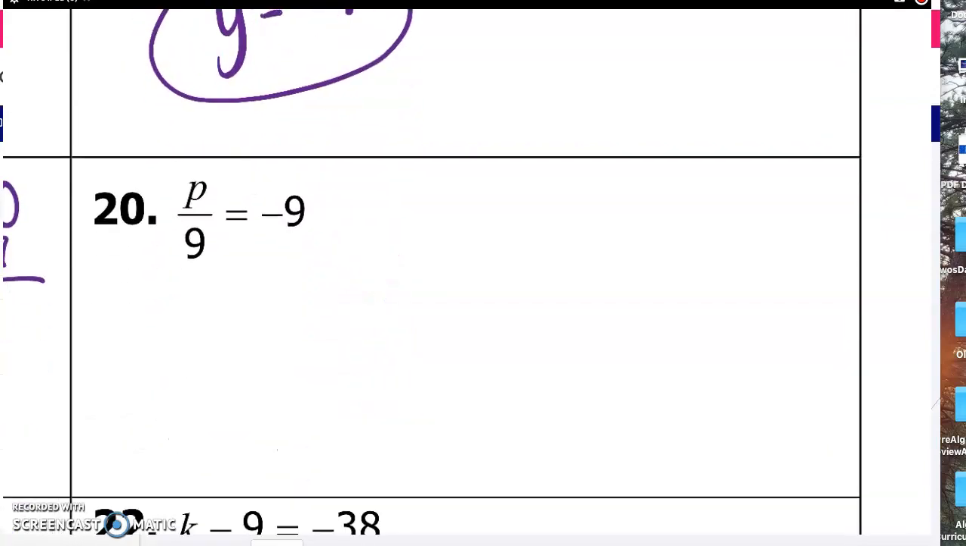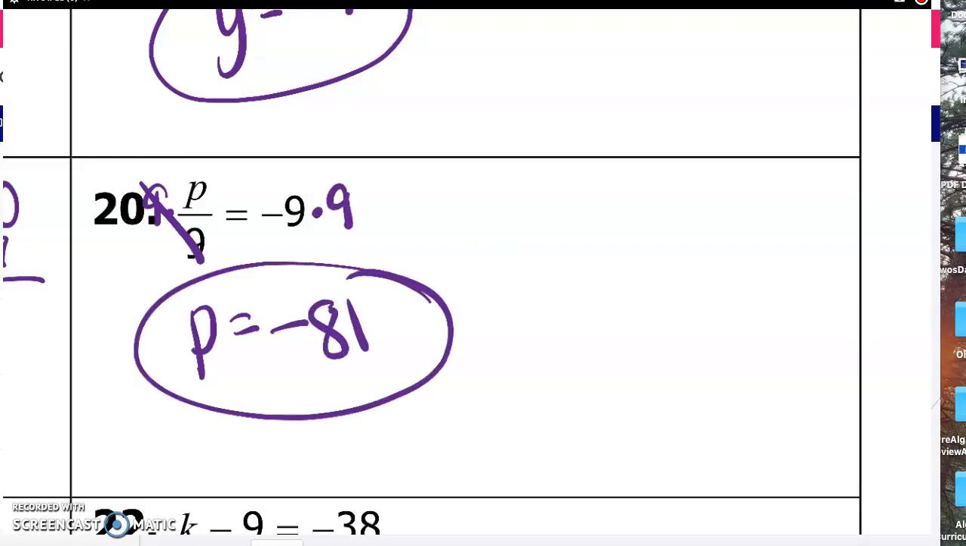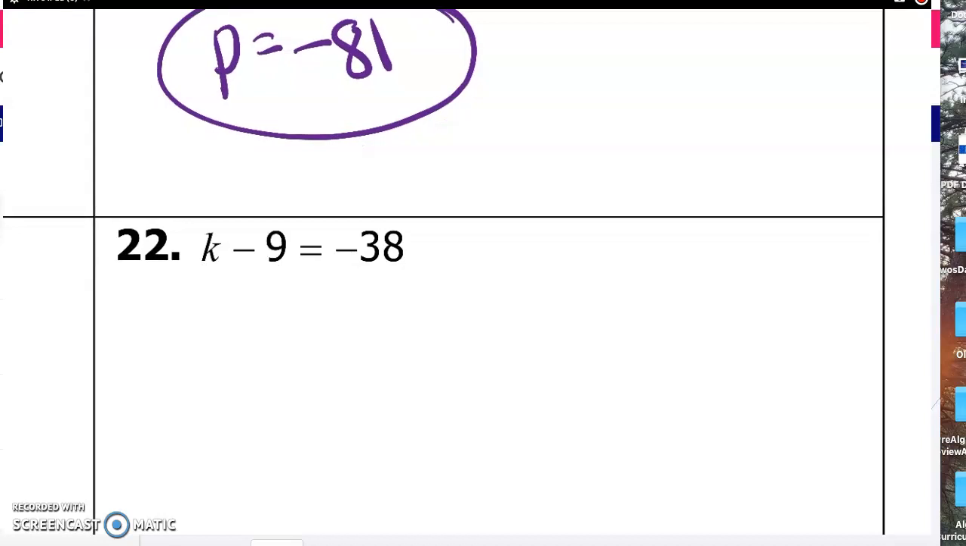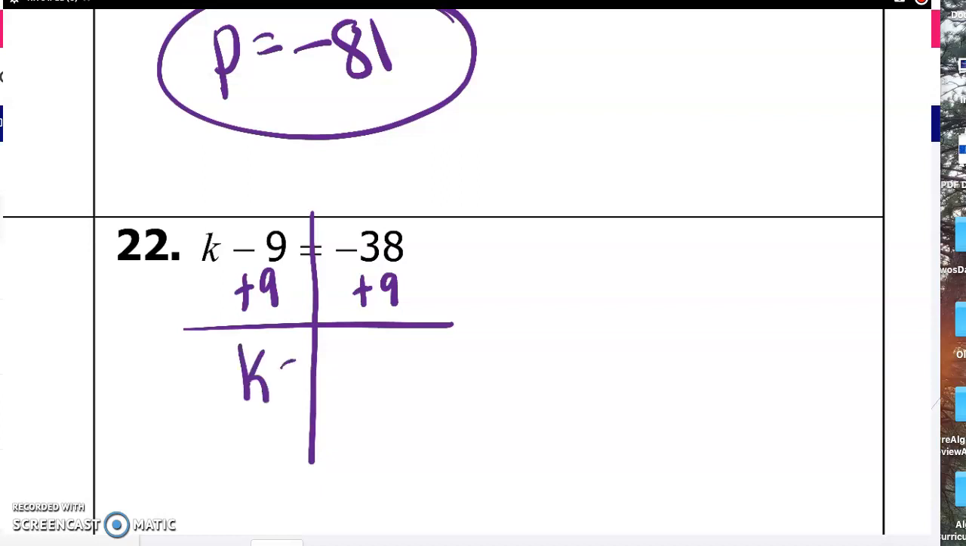20, p over 9, so p divided by 9 means I need to times by 9. That cancels it, and I'm left with p. Times by 9 gives me -81. P equals -81. 22, k minus 9, so I need to add 9 to both sides. Again, if you need to put your line down so you show that you're doing it to both sides, if that's helpful, then do that. K equals -29.